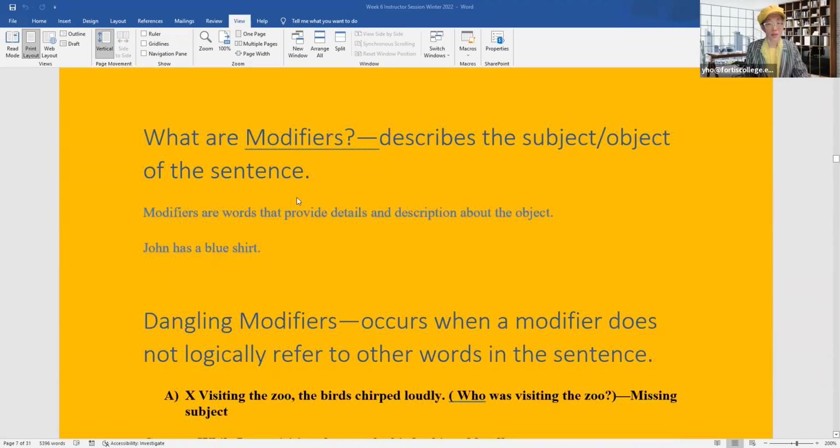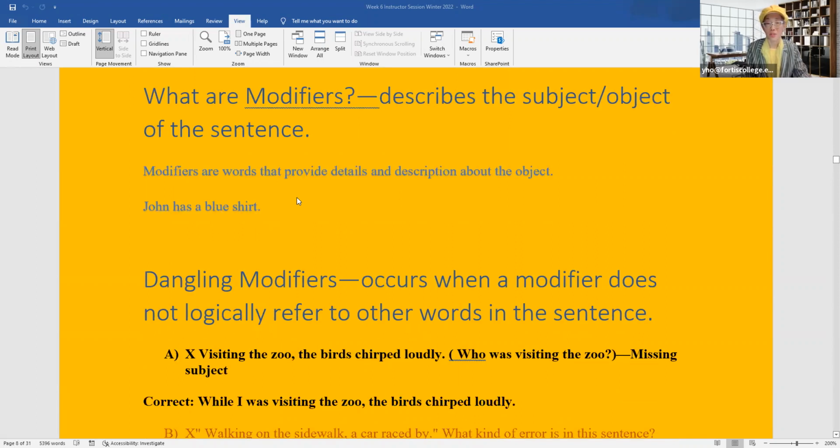So what are modifiers? Modifiers describe the subject and objects of the sentence. Modifiers are words that provide details and description about the object. And so you need to know this because on the quiz, they're going to say true or false. Do modifiers provide details and description about the object? Yes. An example of a modifier is your adjective. So here you have a modifier, blue, and it describes the object, shirt.